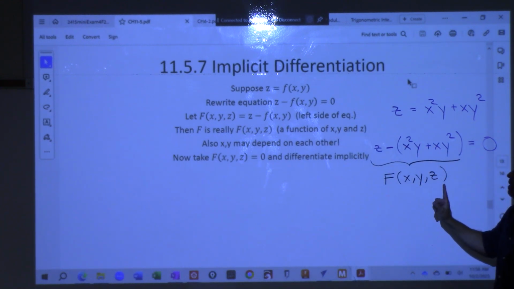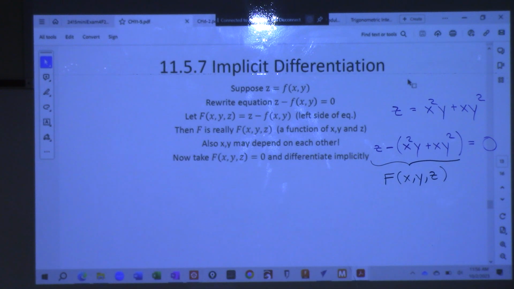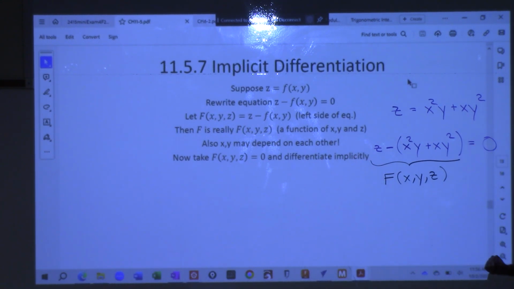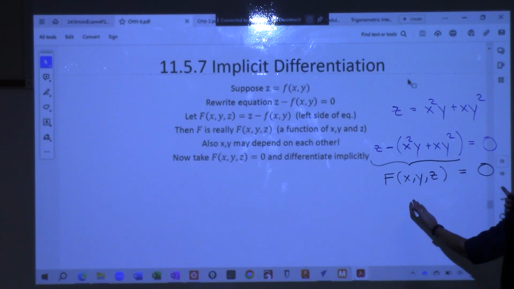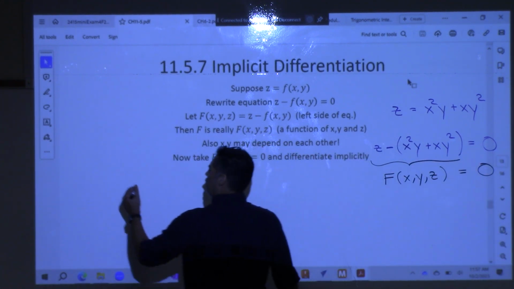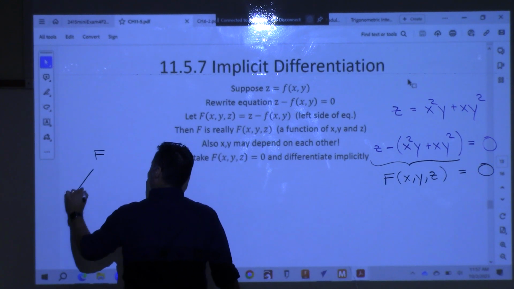Also, we need to keep in mind that we know z depends on x and y, right? But the x and y may also depend on each other. Now that's not going to be immediately clear, but let me continue. Now what we're going to do is we're going to take this equation, right? Do you see this equation we have here? And we're going to do implicit differentiation. Okay, we're going to do implicit differentiation. So before I do it, F depends on what variables?